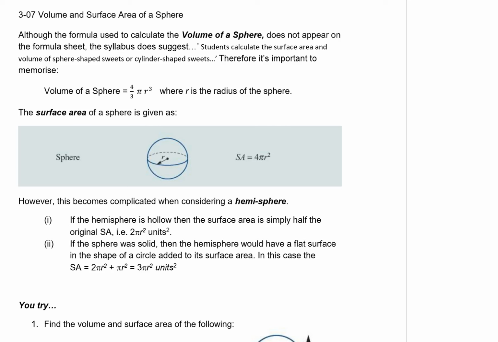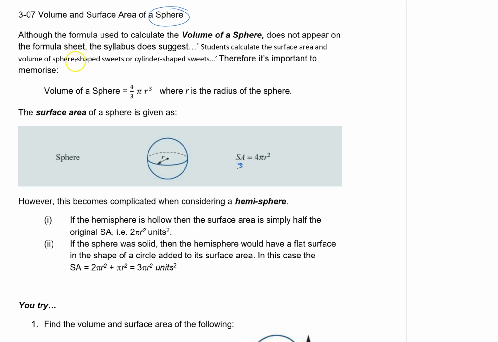In exercise 307, you're going to look at the volume and surface area of a sphere. Now, the formula for the surface area of a sphere is given on the formula sheet. However, the volume of a sphere isn't given. You might be thinking, well, I won't be asked about the volume of a sphere.